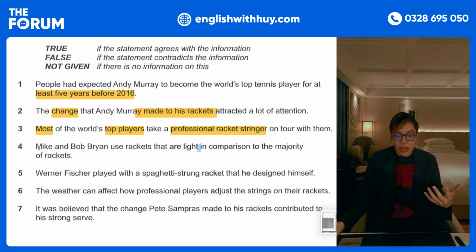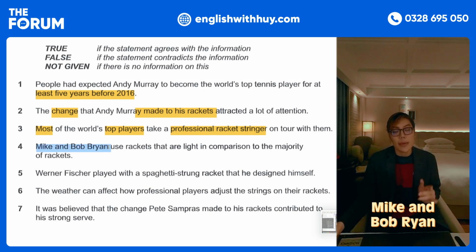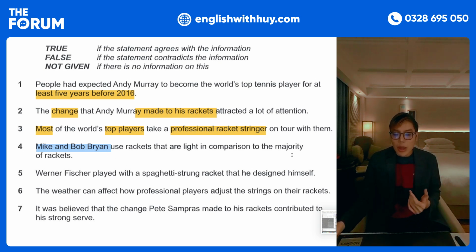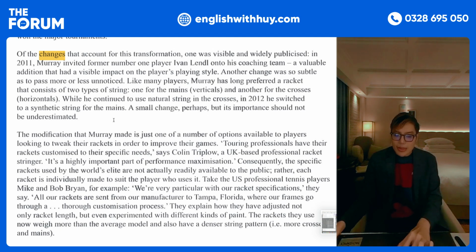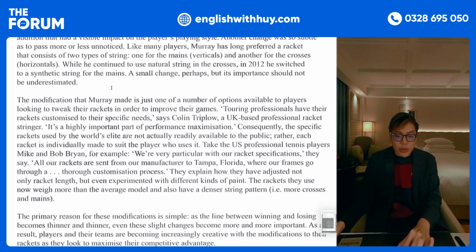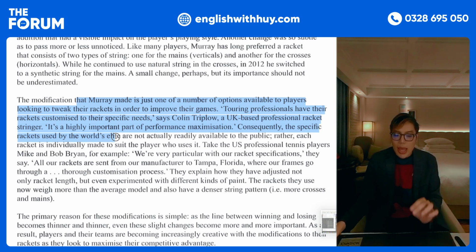When you take a look here, I would immediately pick out Mike and Bob Ryan. It is a name, so basically you cannot change it. I also want to pick out the words that would mention the weight of their rackets. When you move into the passage, immediately you will go down. You want to go down from here, and when you go down to this point, you do not observe any mention of the words professional stringer. So you will immediately suspect that yes, the answer to the third question would be not given.